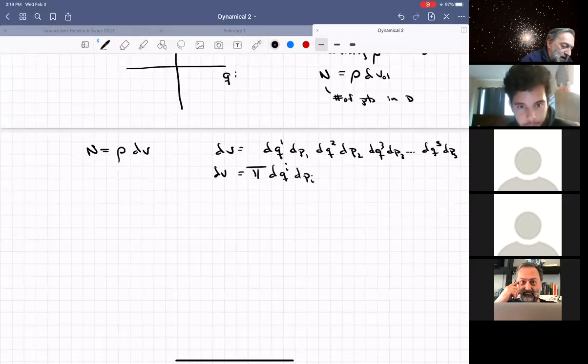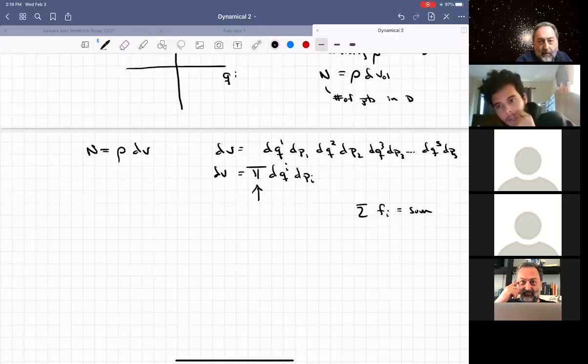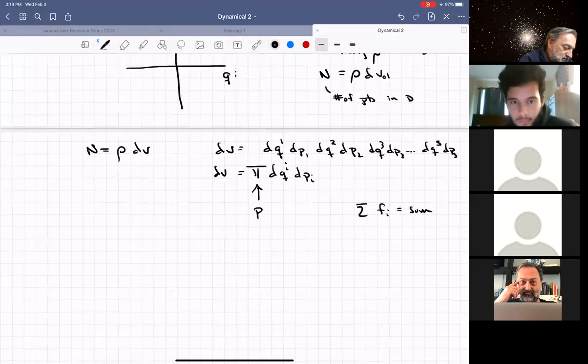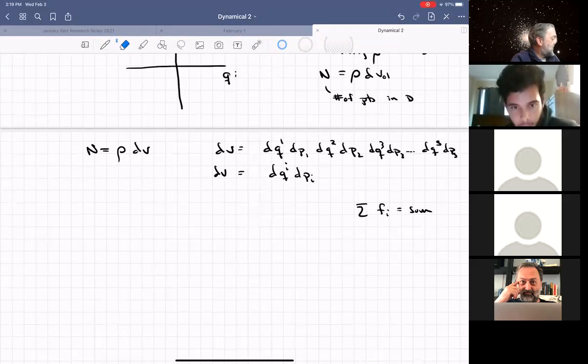So a capital pi, everybody knows a sigma of f sub i is the sum. So this idea of capital pi is the product. I'm going to leave the capital pi off. We're going to think about this.